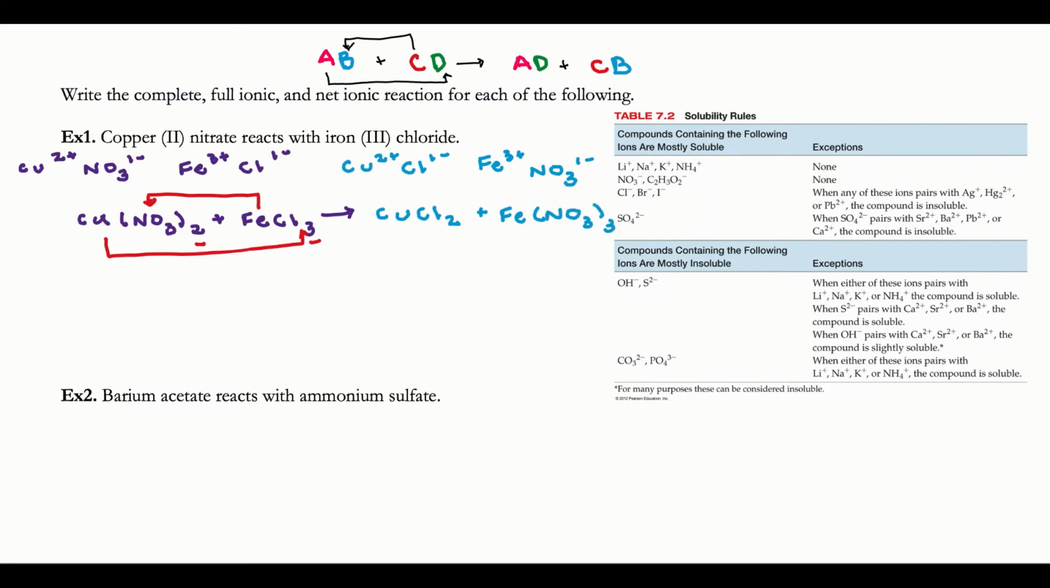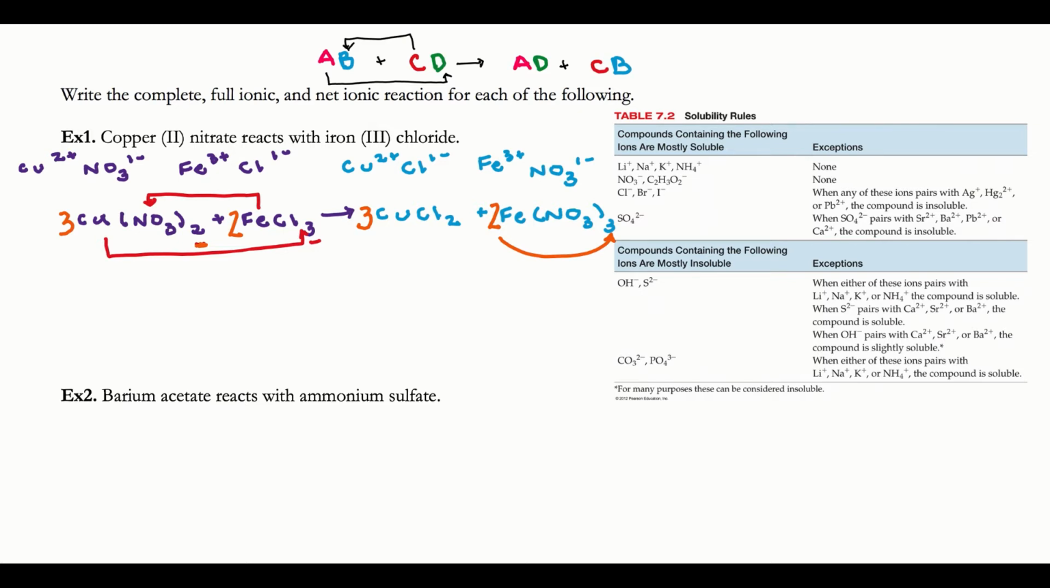Now, yes, I do need to balance, so let's figure that out. I've got 3 chlorines on my reactant side and 2 on my product side, so I'm going to put a 3 in front of copper chloride and a 2 in front of iron chloride to balance my chlorines. Now I have 2 irons on my reactant side, so I'm going to put a 2 in front of iron nitrate. That now causes me to have 6 nitrates. I have 2 already on my reactant side, so I'm going to put a 3 here. Now I've got 3 coppers, and I am balanced.